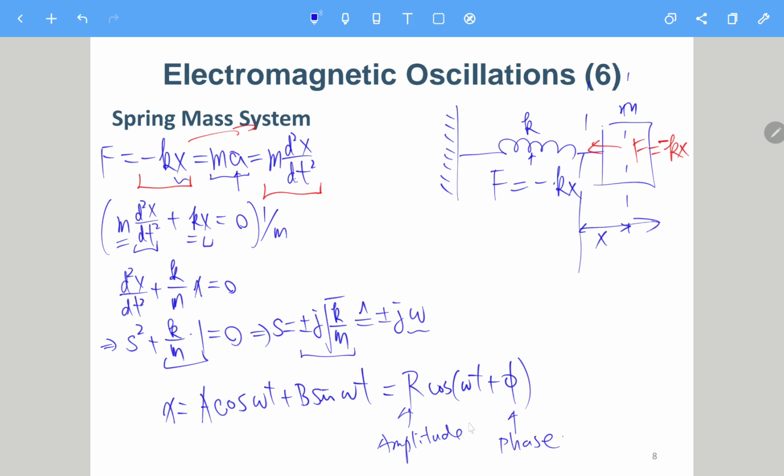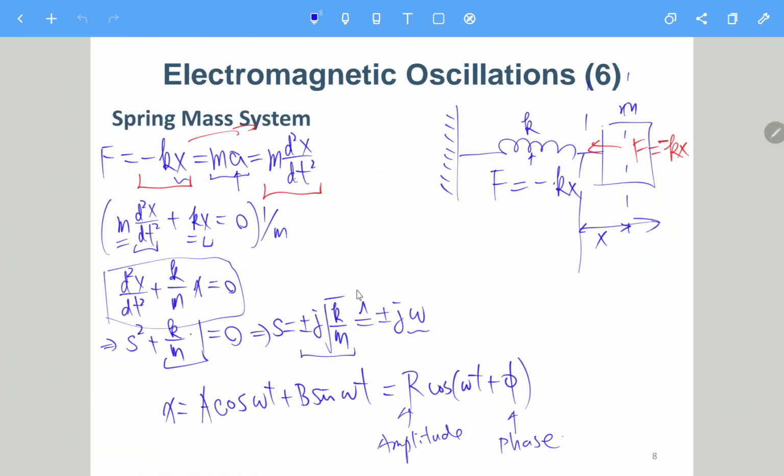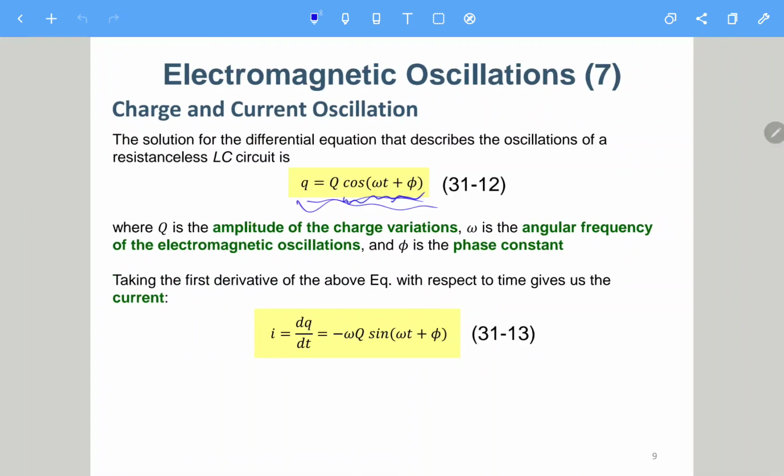So you can see this spring mass system, with this second order ODE, has the same form as the LC oscillator. Of course, this is V, that one is X. Here it is 1 over LC, this is k over m. If you change the corresponding variables, you can convert the solution from one to the other. Next, we can see that Q, the charge, also takes the same form.